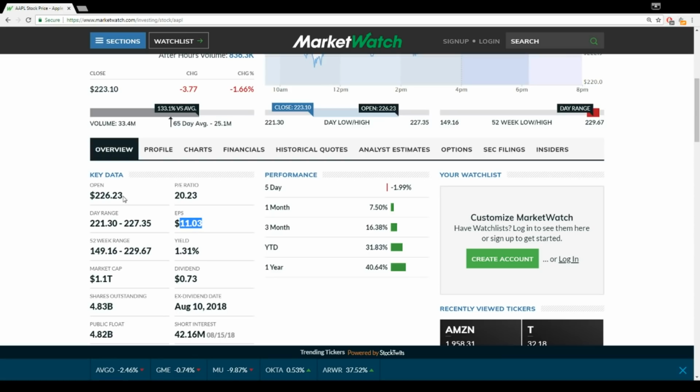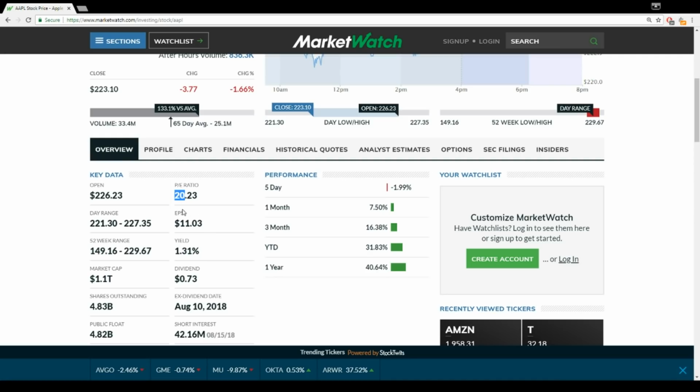Now, if you look at what the Apple stock costs, it's $226, meaning that you're paying $226 for a claim on $11, right? And that gives you a PE ratio of 20.23. The 0.23 doesn't really matter too much, but it gives you a PE ratio of 20. So for how much earnings per share you're getting, this PE ratio is a much better deal.